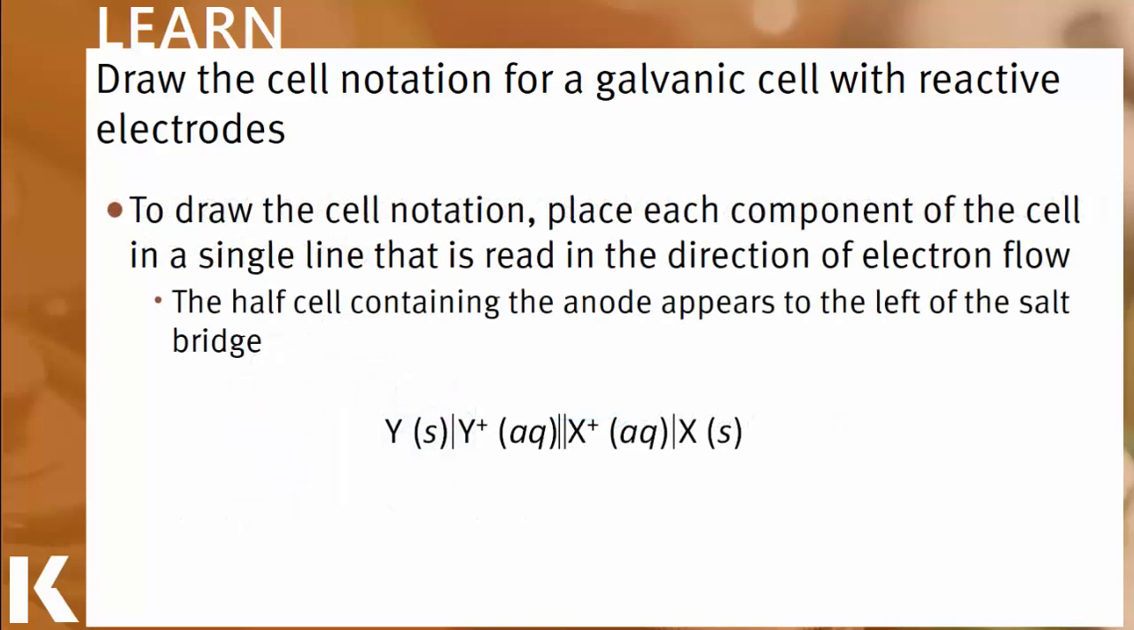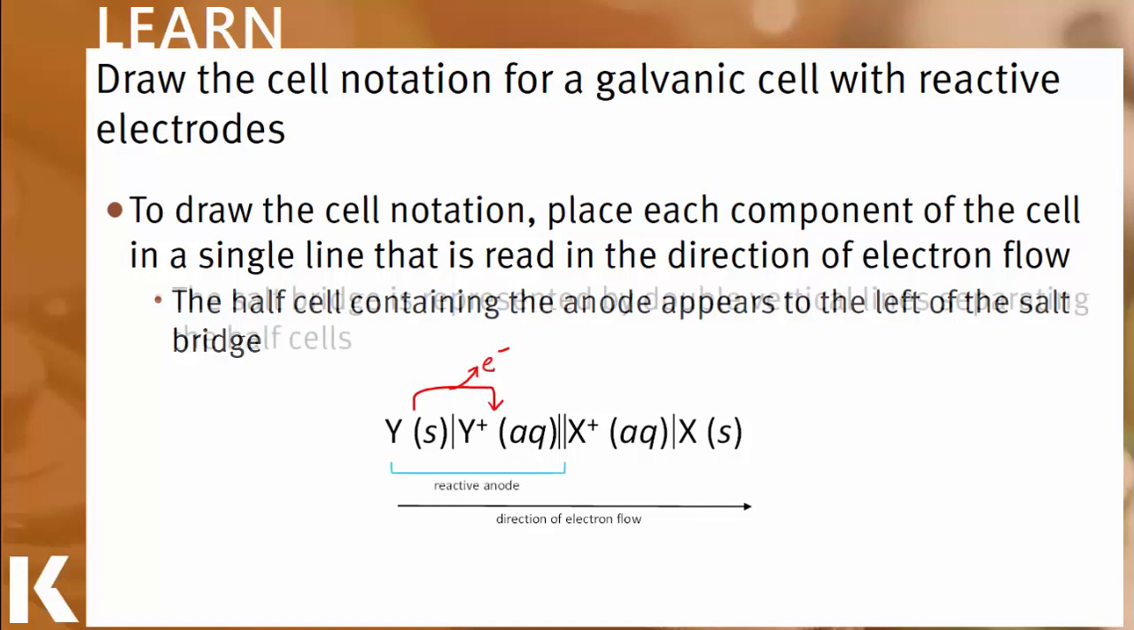I have on the bottom a sample cell notation for the redox reaction between X and Y. First, writing the cell notation requires that the information reads from left to right in the direction of electron flow. Solid Y will give up electrons to form the cation, and since Y is losing electrons and becoming oxidized, Y will be at the anode.